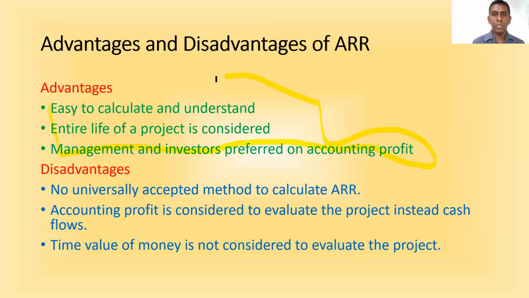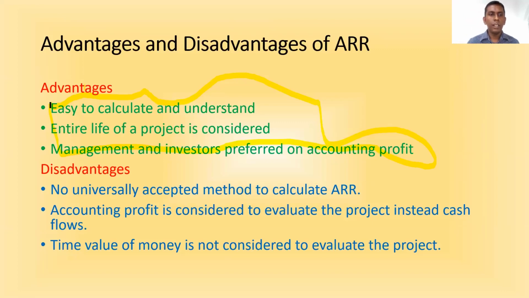These are the advantages of this method. It's easy to calculate and understand. Yes, it's easy. When you calculate NPV, or net present value methods, the entire life of the project is considered. Yes, if the lifetime is 10 years, we need to consider 10 years of profit to calculate the average profit. So we have to agree with that point. The entire life of the project has to be considered when you calculate average profit.